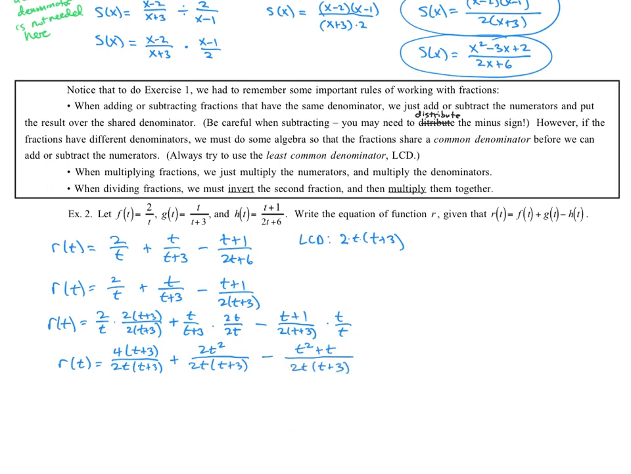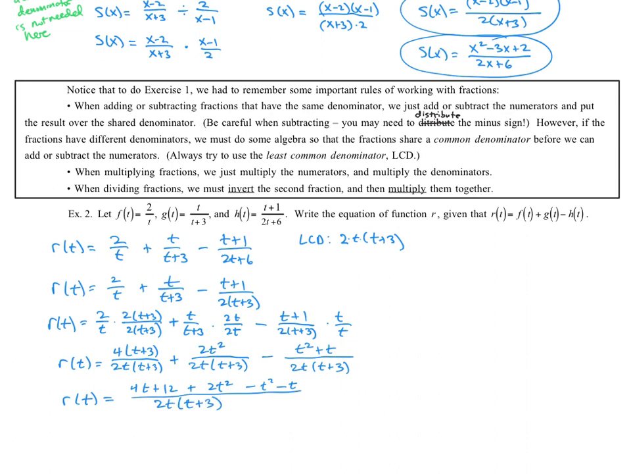Notice that I haven't yet added or subtracted the fractions. That's because I just finished getting a common denominator for all three fractions. So I'll add the numerators of the first two fractions, and then I'll subtract the numerator of the third fraction, remembering to distribute that minus sign. All this is put over the LCD.